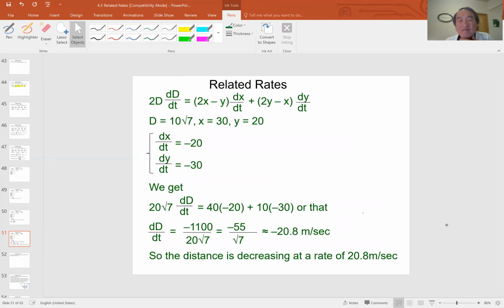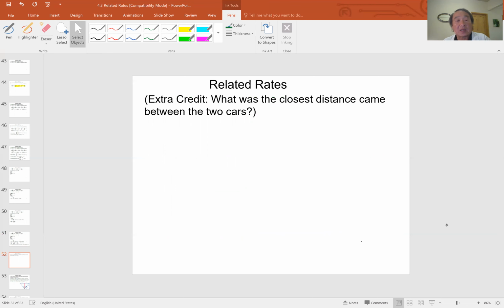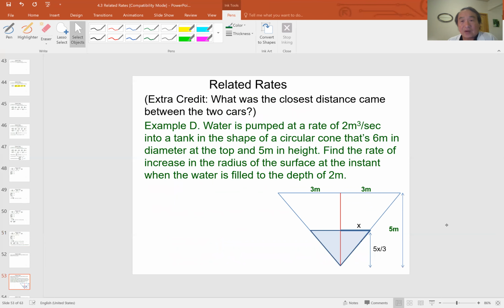So here's an interesting question. What's the closest distance they ever get? I don't want them to hit each other. Okay, so I'll leave that to you.